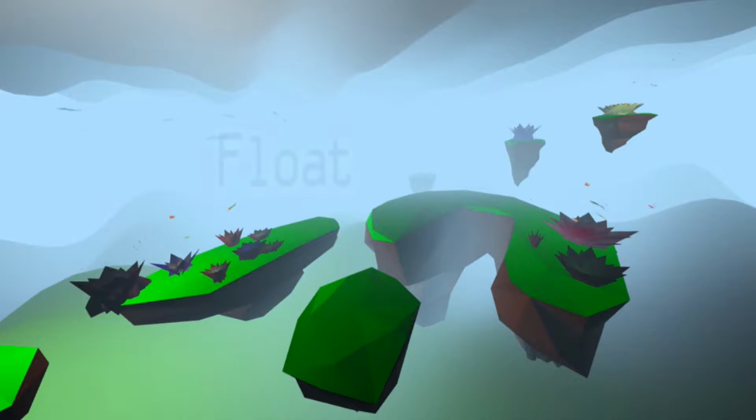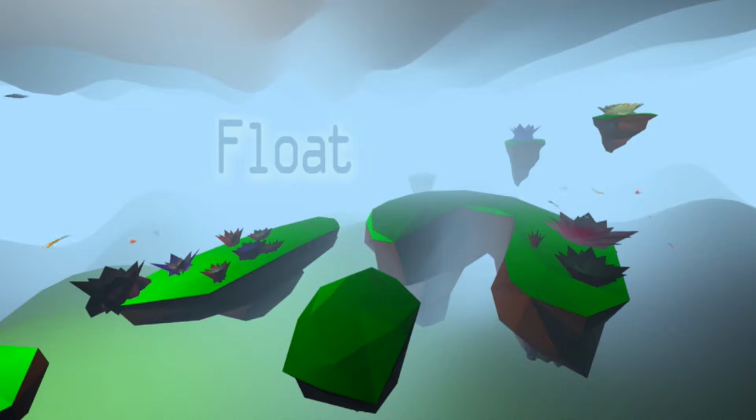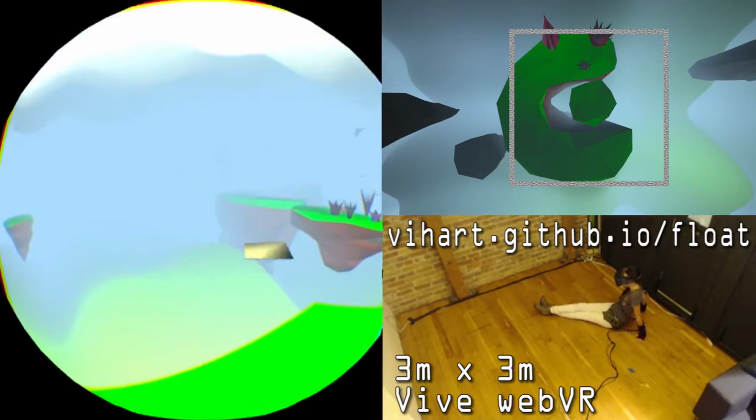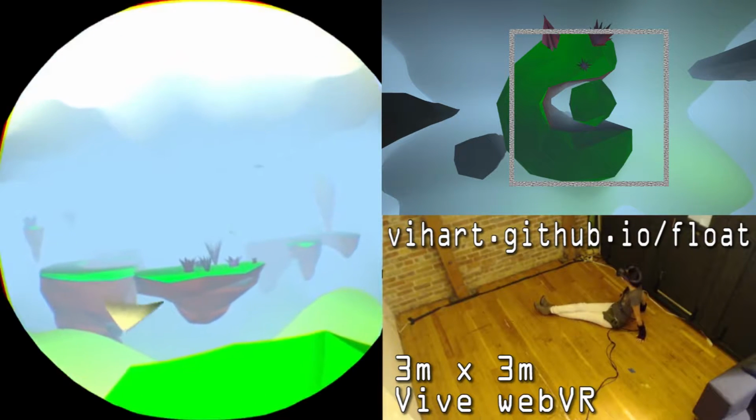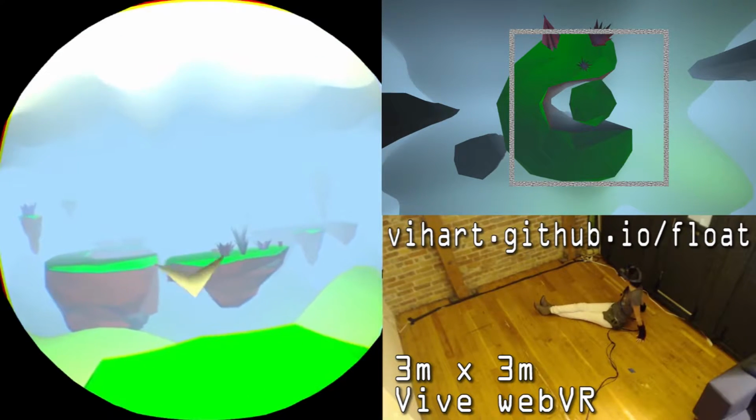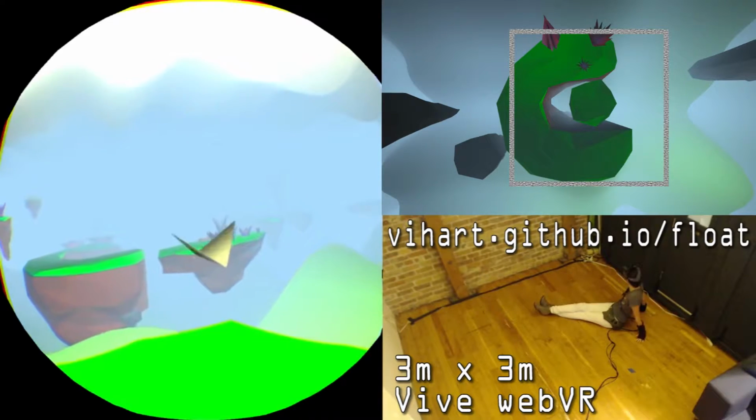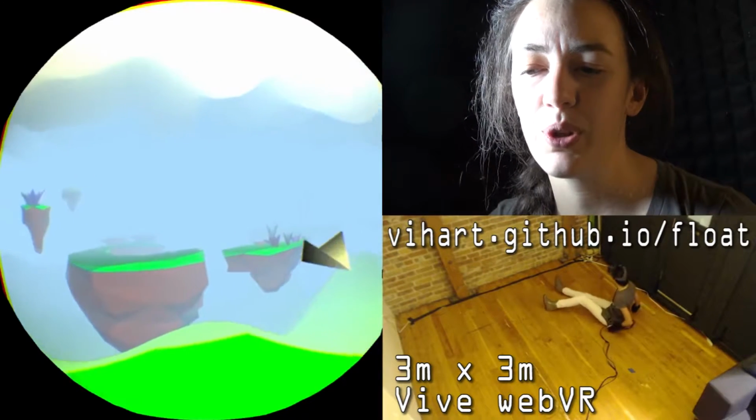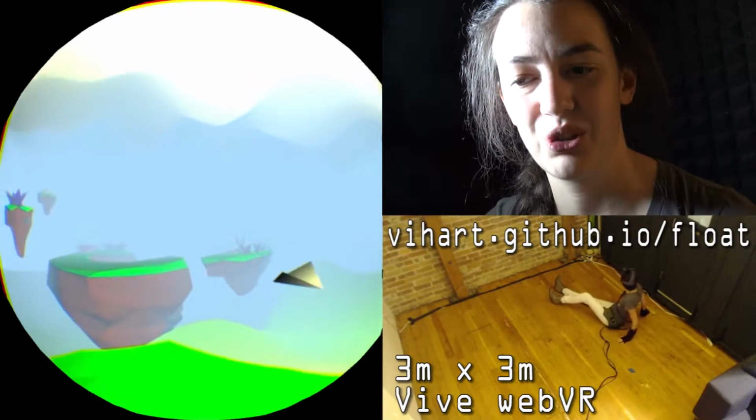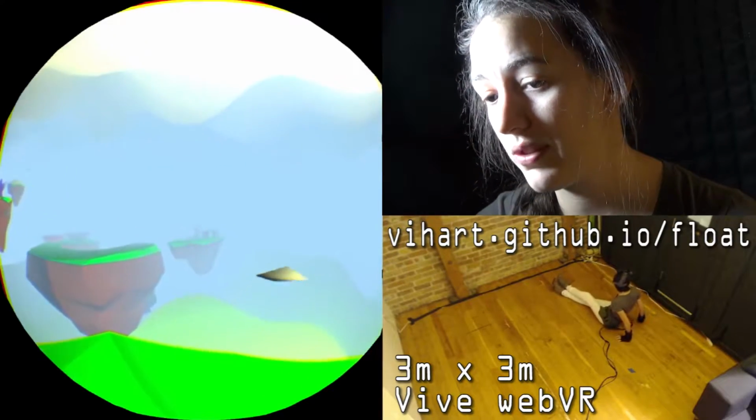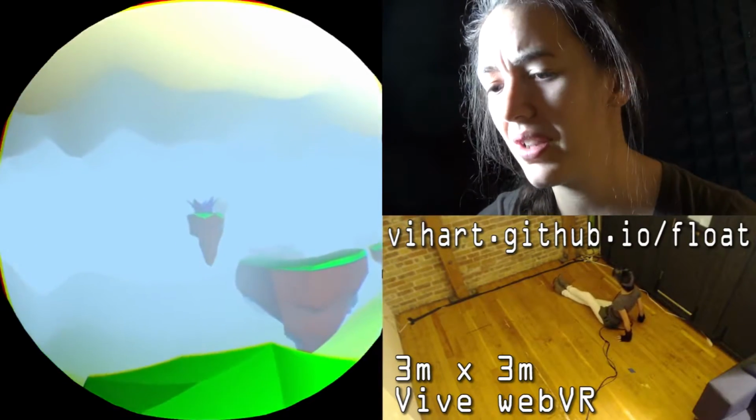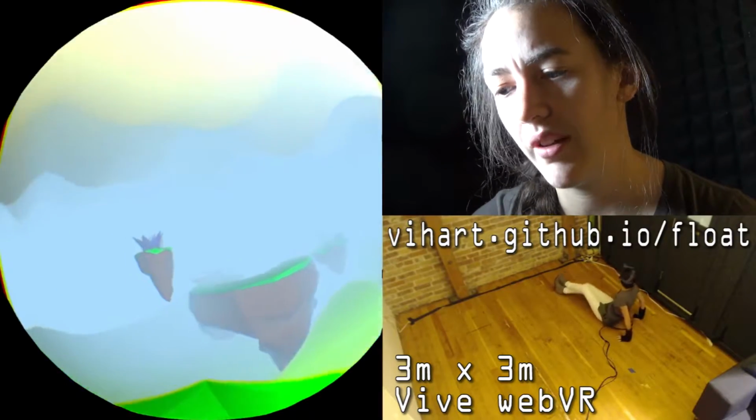Float is available right now for the Vive headset in WebVR at viheart.github.io/float. It requires about 3 square meters of spatially tracked play space, oriented such that the initial island's opening faces towards a wall. If we were a game company and not a research group, we'd have menu options for the initial layout and crouch height and sound stuff, and this would just be one level of many.